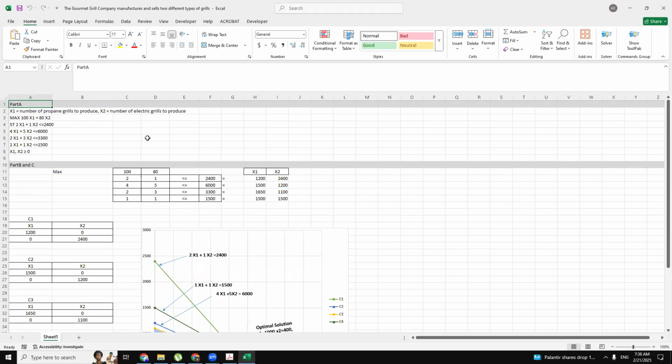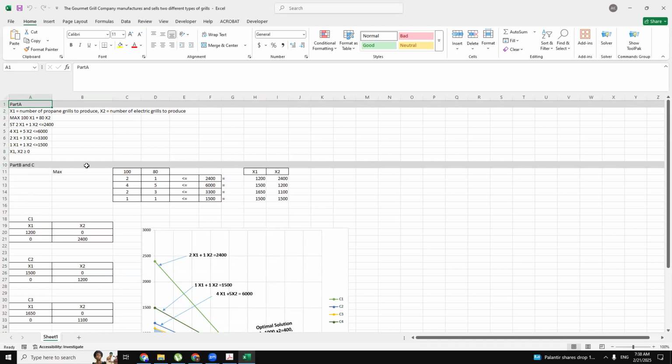In Excel, this is part A, the problem formulation. We have taken two variables, x1 and x2. X1 is the number of propane grills to produce and x2 is the number of electric grills to produce. Then we have these constraints, and then this one is for parts B and C.